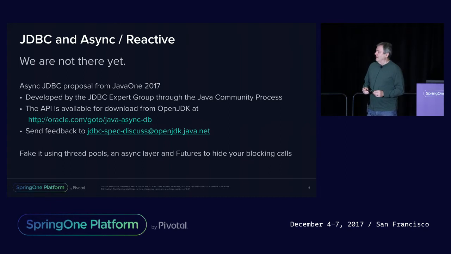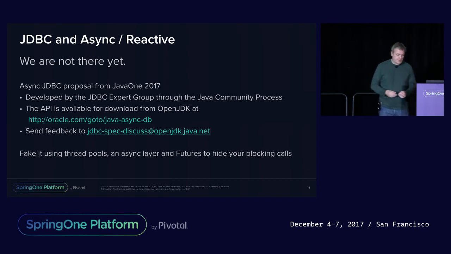So until then, it's probably better to use different data stores if you're going reactive, or there are techniques where you can use thread pools and put an async layer in front of your blocking JDBC calls. So your app is not blocked, it just waits for the results to come back in the future. And some people have experimented with that. Sometimes they have reported that there are issues with the threading, because it could use up a lot of threads. But it's something to explore if you're really interested in that.